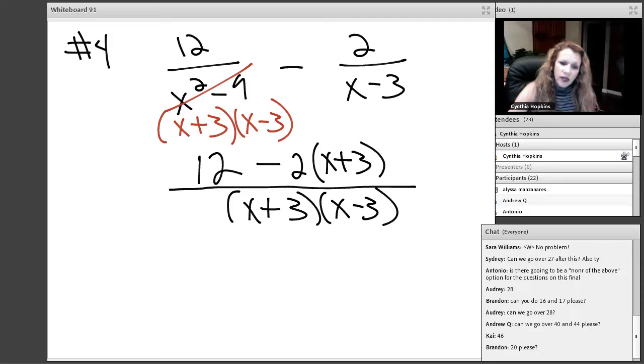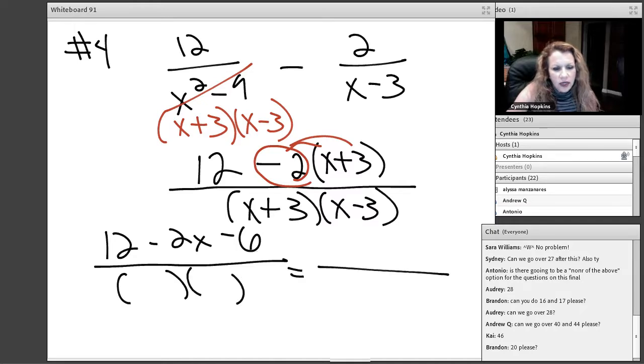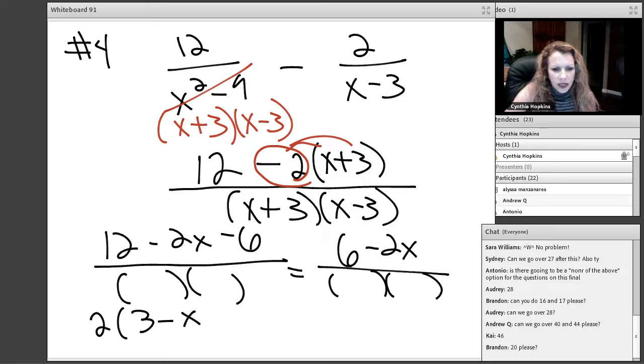Since that's what got multiplied in the denominator, I have to do the same thing to the numerator. And now the negative 2, I'm going to circle the 2 and the negative, needs to get distributed to each of those terms. Okay, so in my numerator, I have 12 minus 2x minus 6. Simplify the numerator: my 12 minus 6 is 6 minus 2x over my denominator. I'm going to factor out a 2. I'm left with 3 minus x.